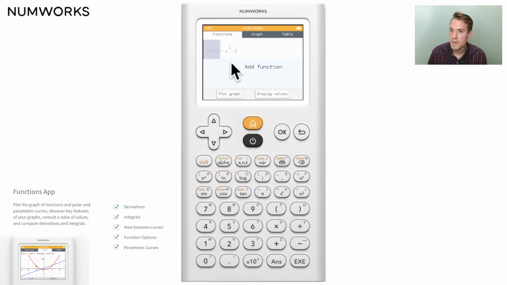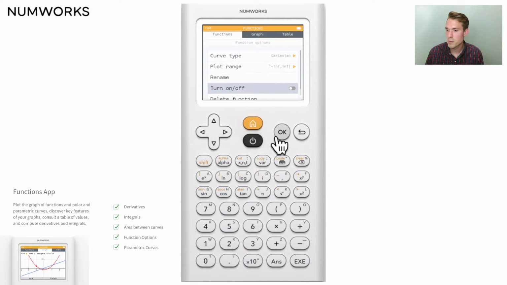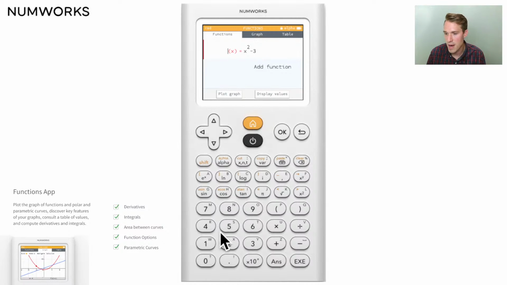This is where you could maybe turn on or off a function. So if I turn it off, maybe I have a function that I don't want to look at. I want to look at some other functions, but I also don't want to delete it because maybe it's a pretty intense function. So I can just turn it off, which would just not have it show up on the graph nor the table. I can also rename my function. So maybe I want it to be consistent with a problem that I'm working on, and that problem, it's called m of x. So I can rename my function.